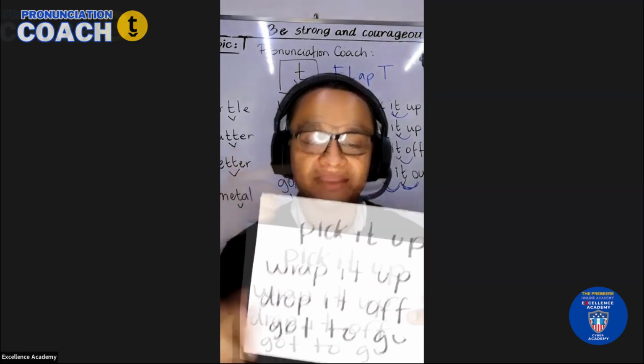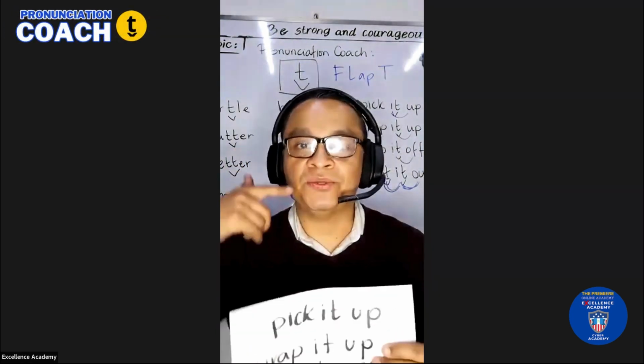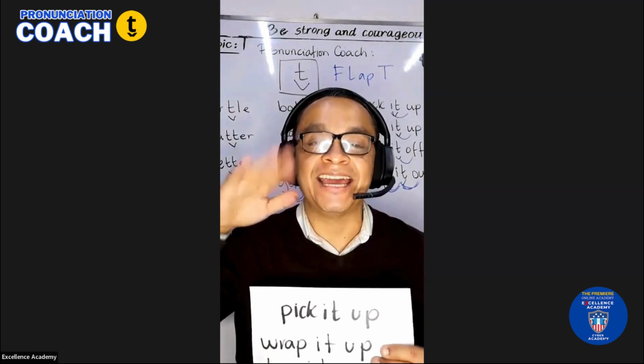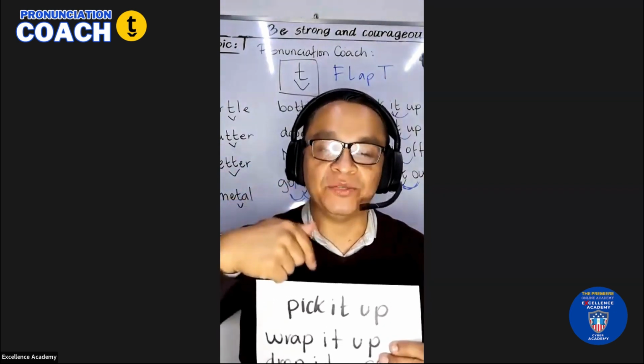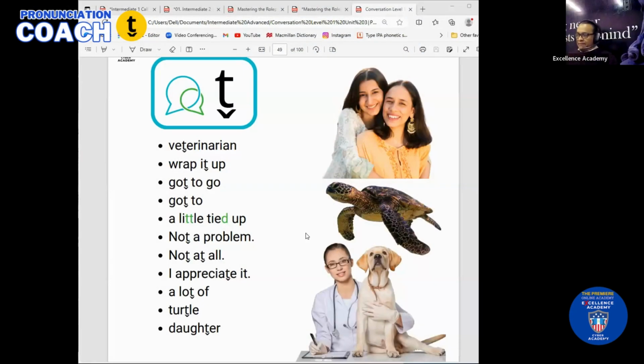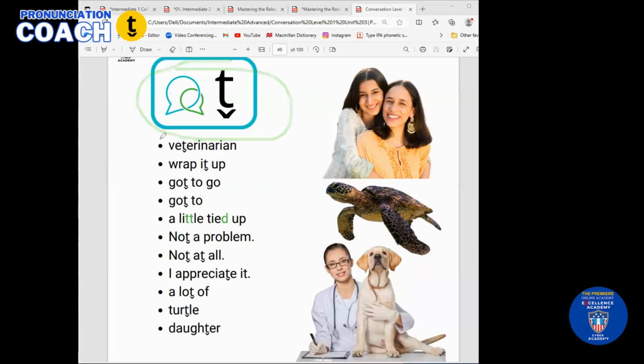So a good exercise is for you to practice moving your tongue like this. Da, da, da, da, da. And that's flapping. And that's what you need. Okay, so let's practice. So this is the flap T. What is it called, guys? What do we call this sound? Flap T. The flap T.